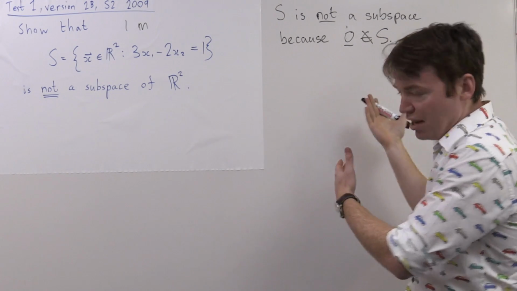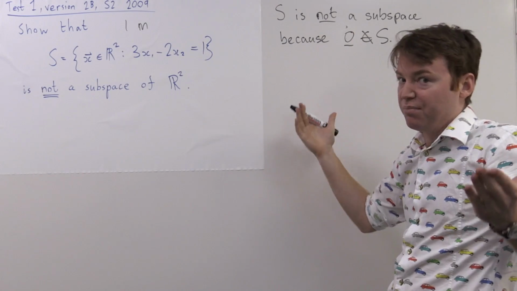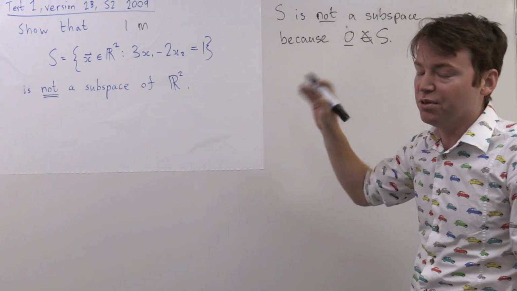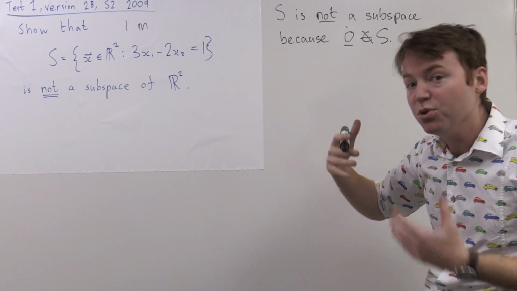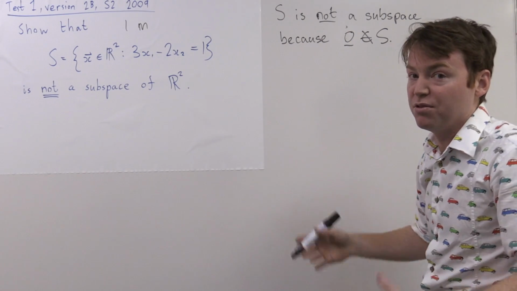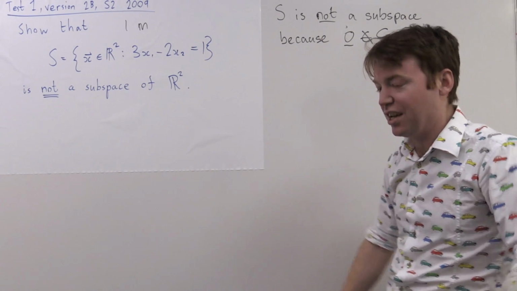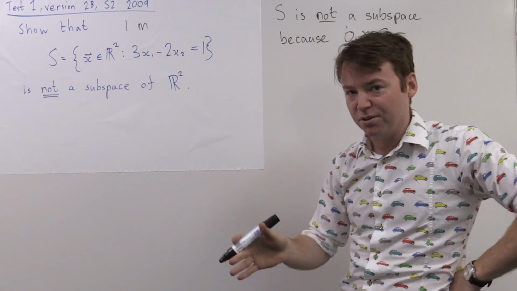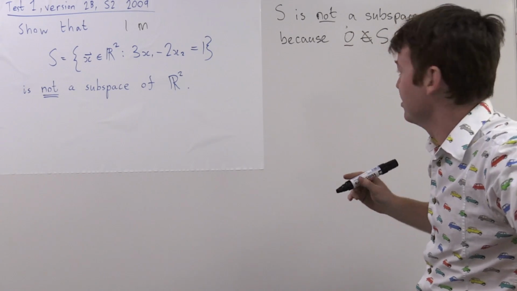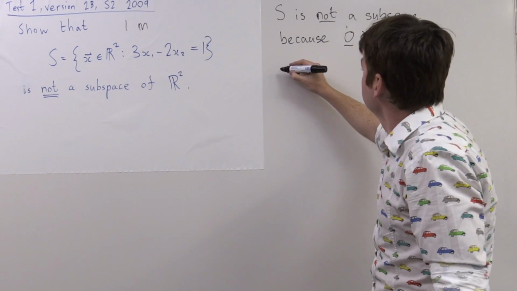This is nice. You do actually need to say a bit more. This is just telling your reader that you know it's not a subspace, you know 0 is not in it, but you do actually need to demonstrate that 0 is not in it. It's not sufficient to just say, clearly 0 is not in S. No, you need to actually demonstrate somehow that 0 is not in S.